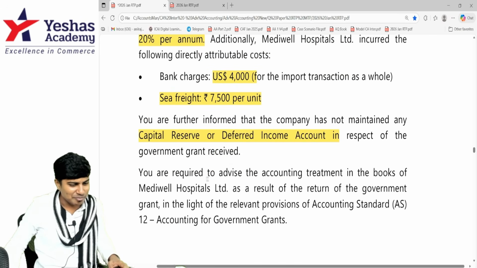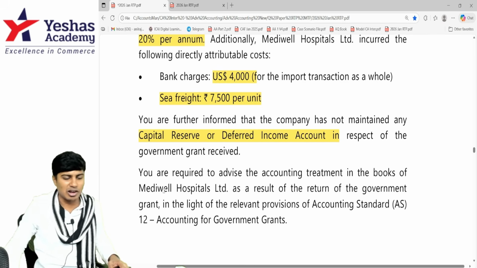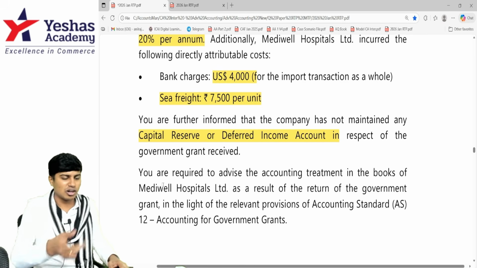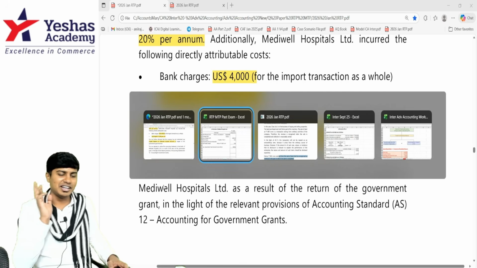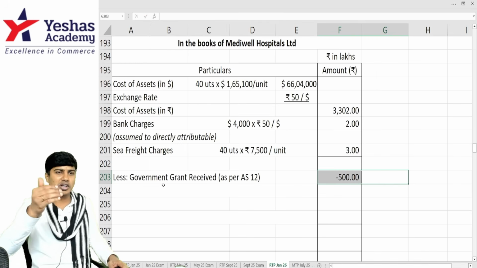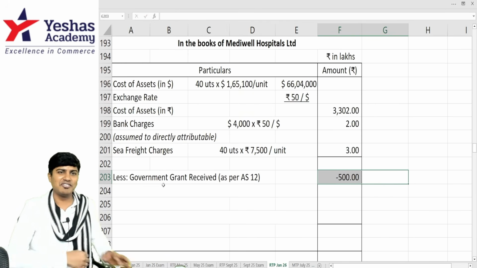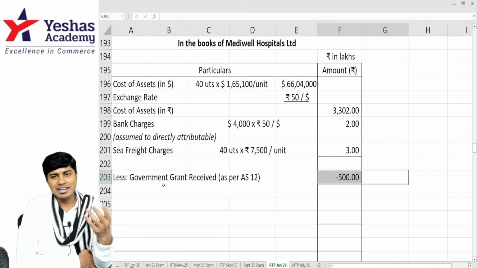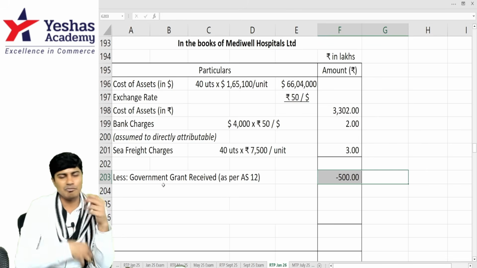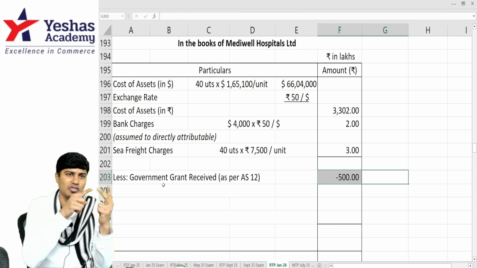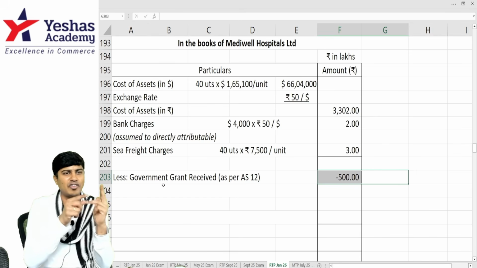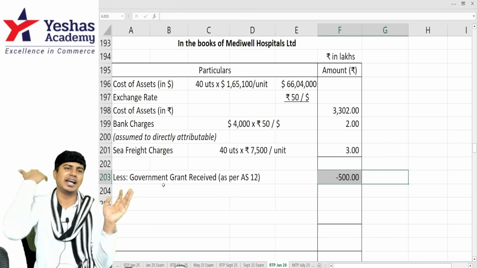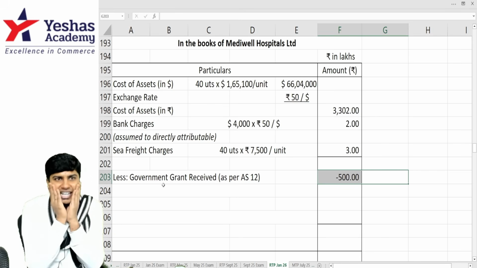Anything else that they've given here? You are required to advise the accounting treatment in the books of the hospital as a result of return of government grant. In 22-23, we will take the total of the cost, deduct the government grant, identify the revised cost of the asset, depreciate it at 20% SLM for 22-23, 23-24, 24-25. In 2025, April 1st, refund the entire grant amount that has been previously deducted from the cost of the asset. That way, we will increase the cost of the asset.